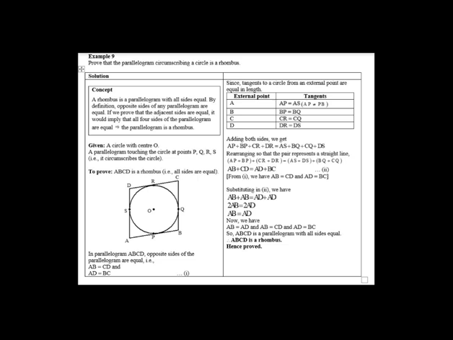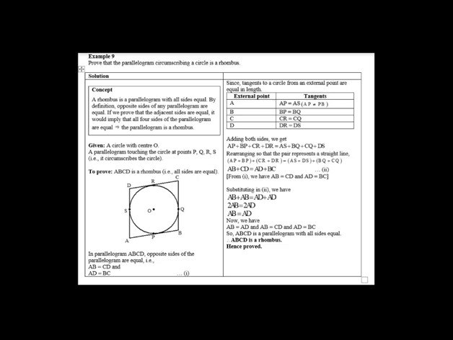Since ABCD is a parallelogram, its opposite sides are equal. That is, AB is equal to CD and AD is equal to BC. We know that tangents drawn to a circle from an external point are equal in length. From external point A, AP and AS are the two tangents. Therefore, AP is equal to AS.